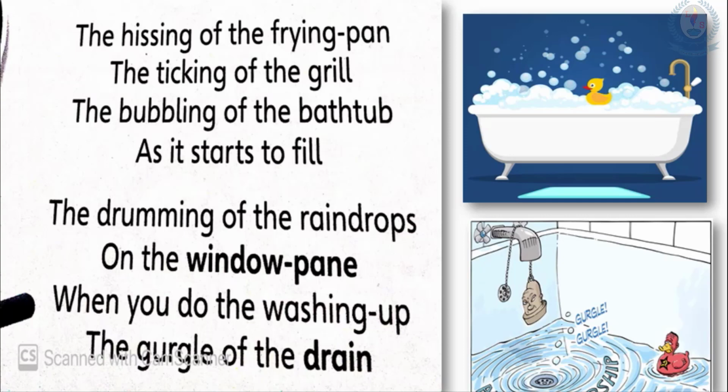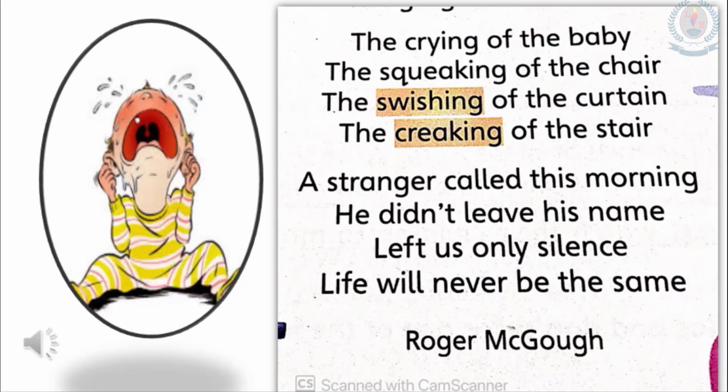Now just look at the picture. Did you see it? You can get a clear idea, right? Now read the verse again and tell me how many sounds are there? The drumming of the raindrops and the gurgle of the drain. There are 2 sounds in that verse. Okay, now read the 6th stanza.